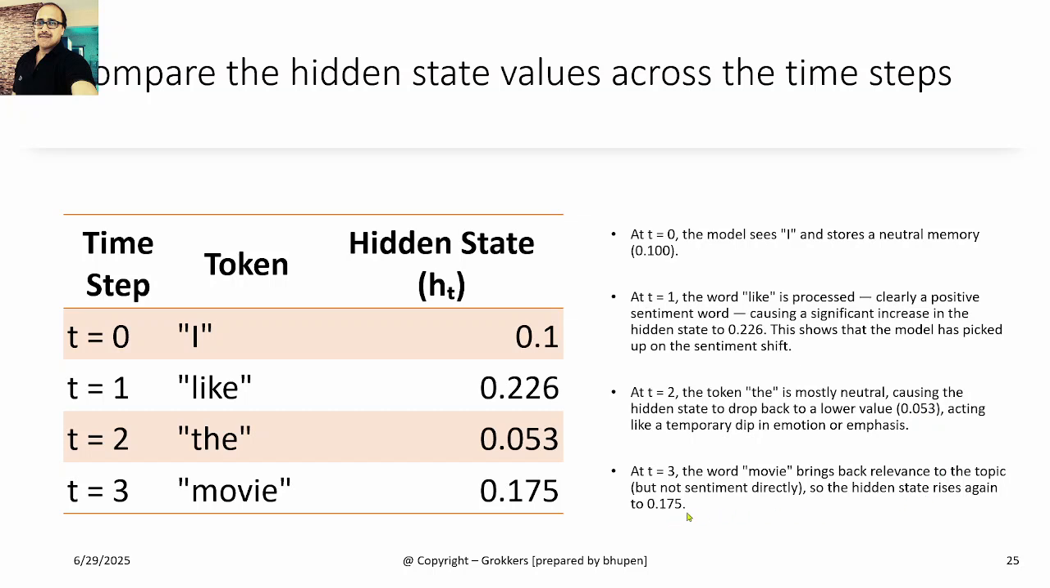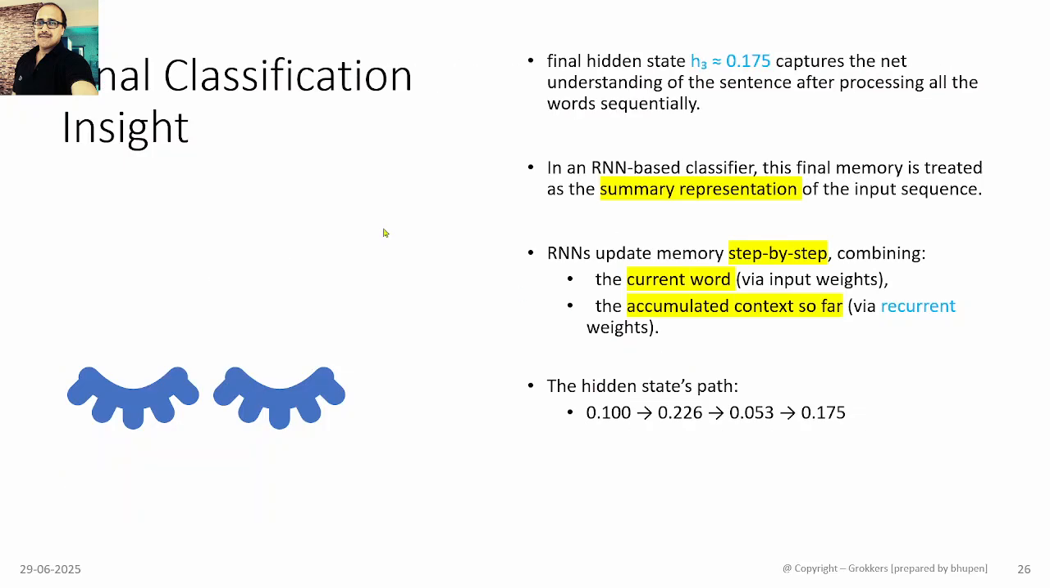So the intuition behind the summarization of the dot product across the time step is to say that, yes, I understand this sentence, and this probably means positive or negative. This is why RNN is much better than the traditional neural network for sentence classification or sentiment analysis. So the final insight is the final hidden state captures the net understanding, and the RNN essentially updates the memory step by taking the current word and also the previous activation. And the activation path really followed these values that I walked you through, 0.1 and finally 0.175.